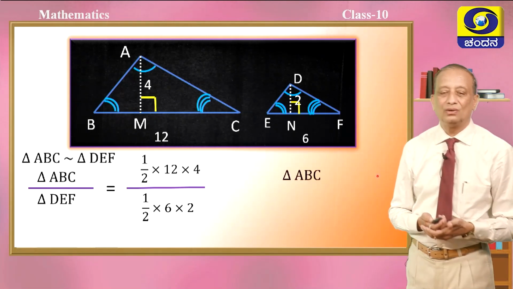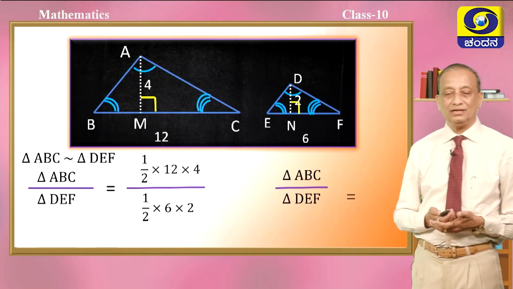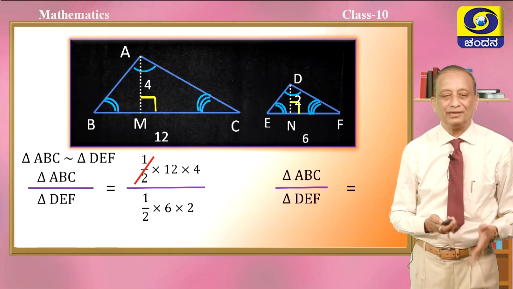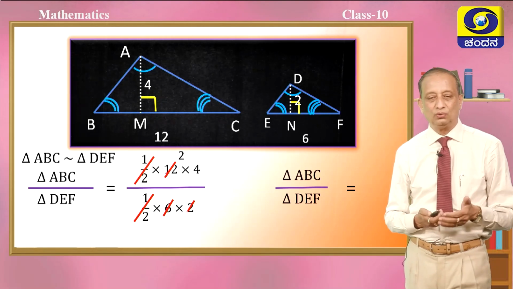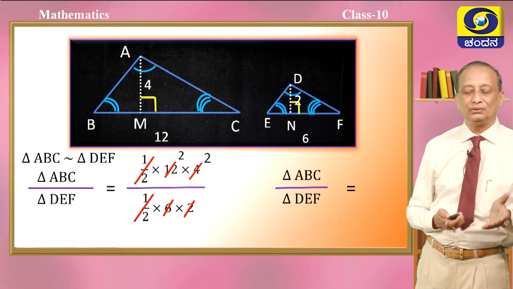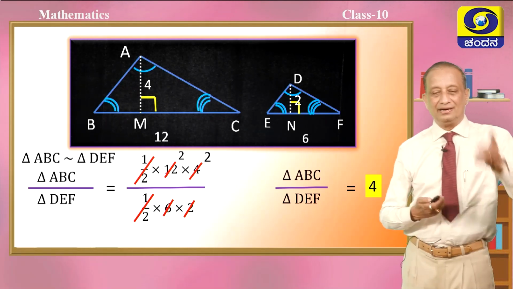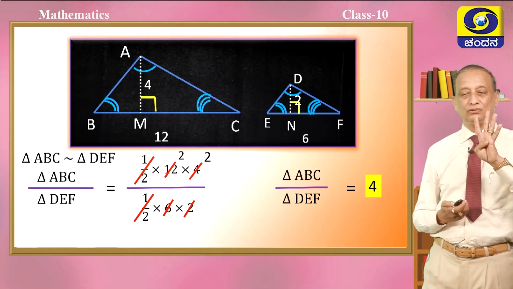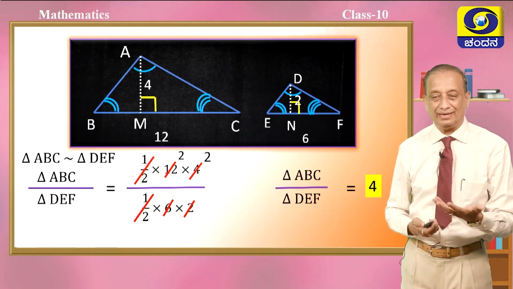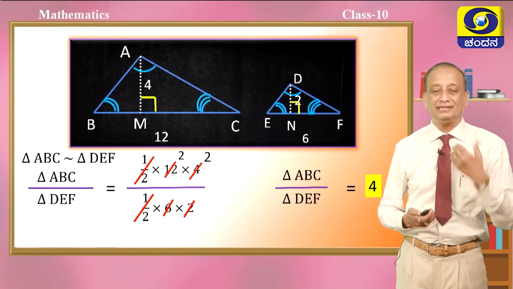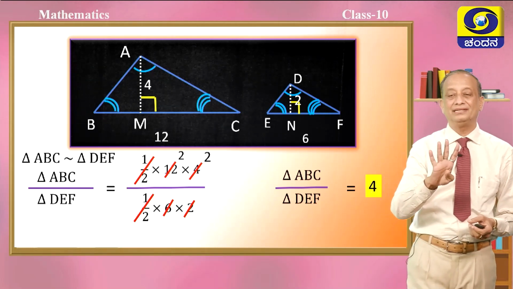Therefore, the area of triangle ABC divided by the area of triangle DEF is equal to, so 1 by 2 can be easily cancelled. So, 6 ones are 6, 6 twos are 12, similarly 2 ones are 2, 2 twos are 4. So, we got triangle ABC area divided by triangle DEF area is equal to 4. It is just a number, independent of the units. It says 4 times.